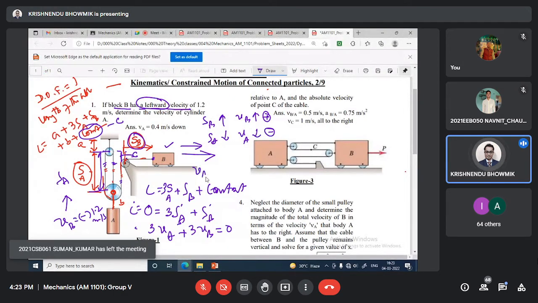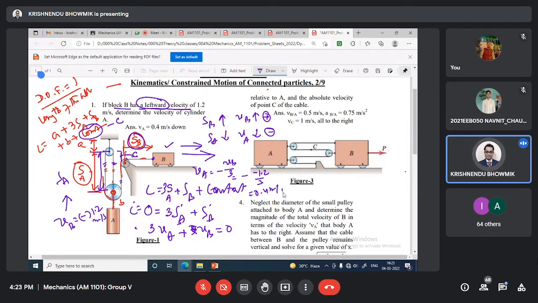Then your VA will be, sorry, here, I did this mistake. VA will be minus VB by 3. So minus of minus 1.2 by 3, 0.4 meter per second. It is positive now. Positive means SA length increasing. If SA length is increasing, it means A moving downward, is not it? That information you have to write. Yes, down.